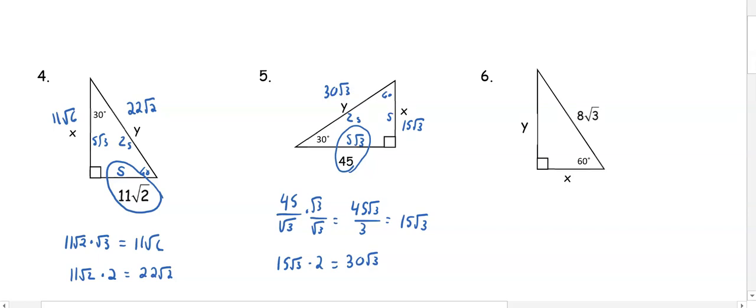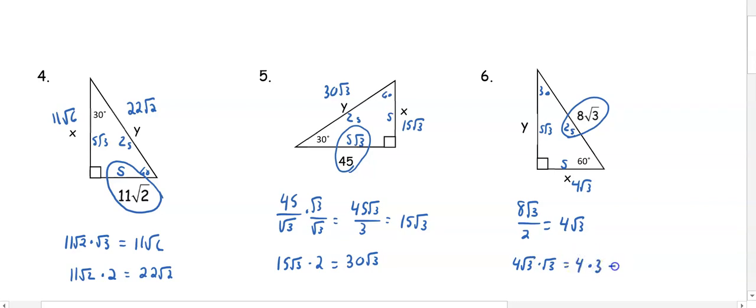In number 6, when we label our sides, our missing angle is 30, so we have S, S root 3, 2S. We know the value on the 2S side, so in order to get S, we're going to divide. So 8 root 3 divided by 2 gets us 4 root 3. Then to get our S root 3 side, we are going to multiply by root 3. So 4 root 3 times root 3, the roots cancel out, so we have 4 times 3, which leaves us with 12.